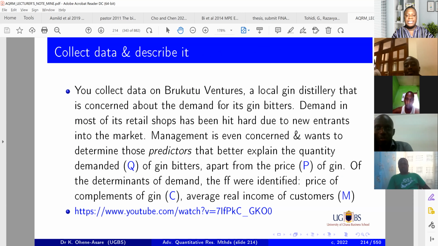Now let's go back to our data collection. So you remember our thesis, you remember our topic. So what we've got to do now is to collect data. So we collected the data on some company, and the company is known as Burkutu Ventures.